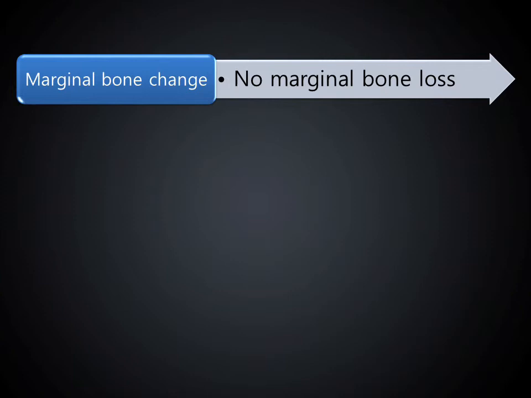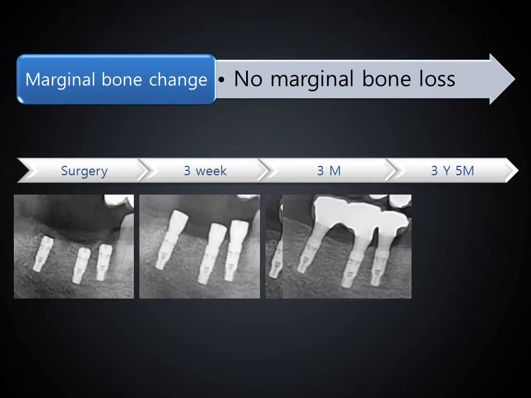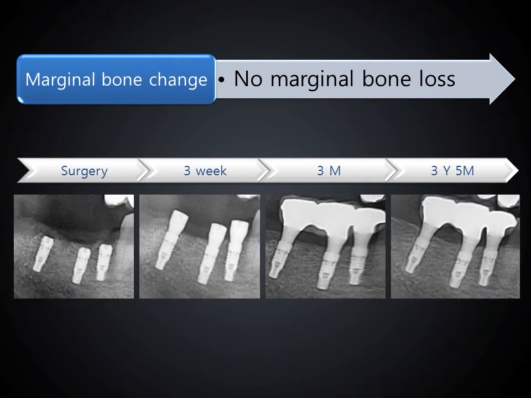At 3 months after implant placement and graft, the splinted crown was loaded. At 3 years, 5 months after graft and implant placement, there was no marginal bone loss and mobility. As a result, the particulated bone and qual BMP showed an excellent bone regeneration.